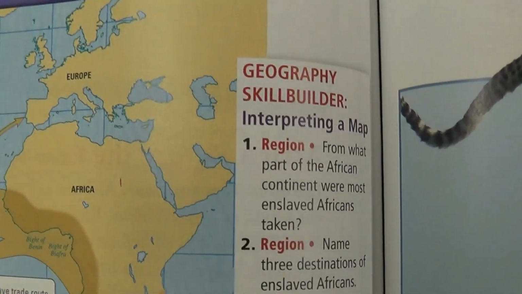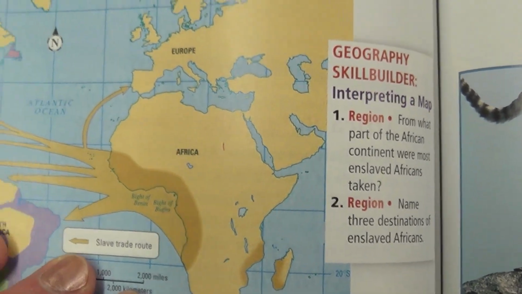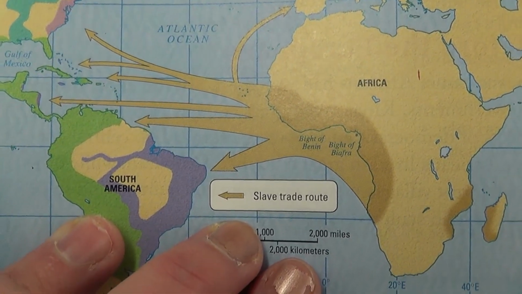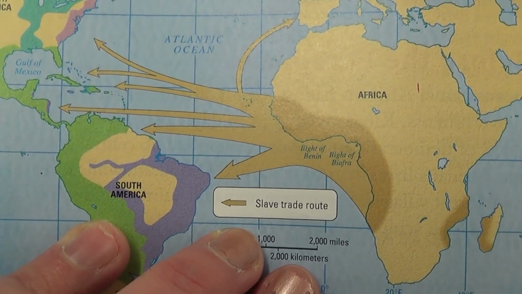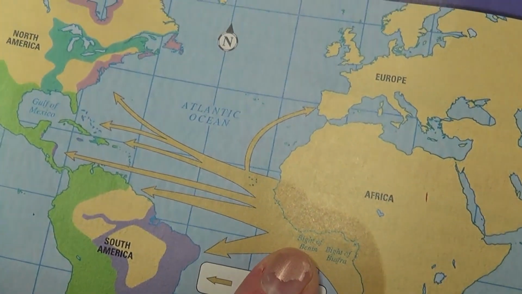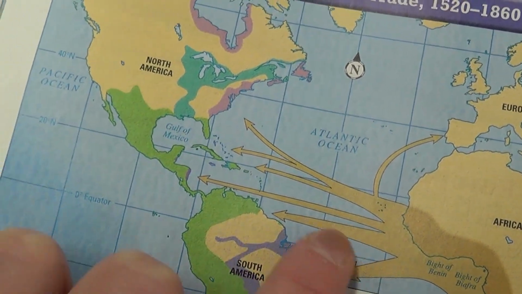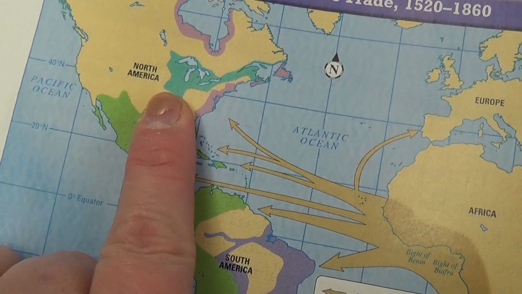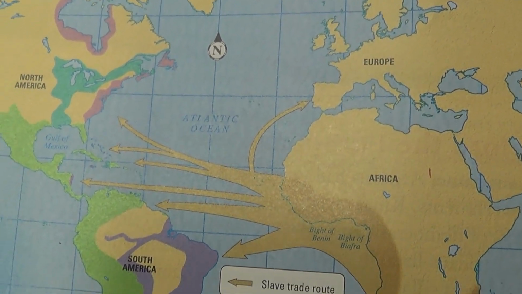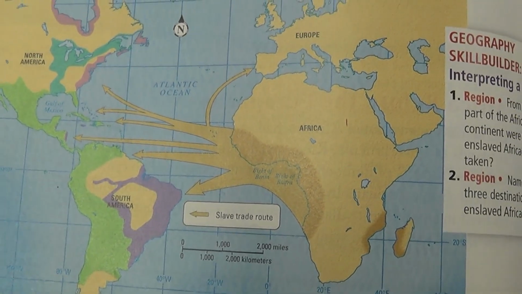The next question is, name 3 destinations of enslaved Africans. So according to this map, the arrow that's brown says that that's where they're taking the slaves. It's the slave trade route. So we can see that there's arrows going to South America, so that could be one place. There's arrows going to North America, that can be another place. And there's even an arrow going to Europe. And so Europe, North America, and South America would be good answers for that.